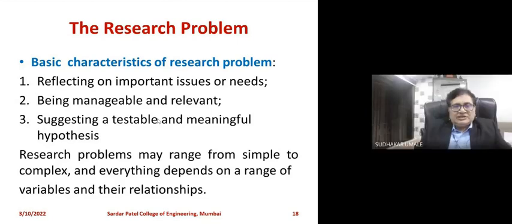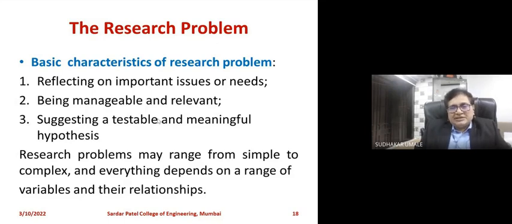And what is the third characteristic? That is suggesting testable and meaningful hypothesis. Testable means that a particular hypothesis must be tested to get the proper result or conclusions. And when you select any hypothesis, that hypothesis must have some meaning.